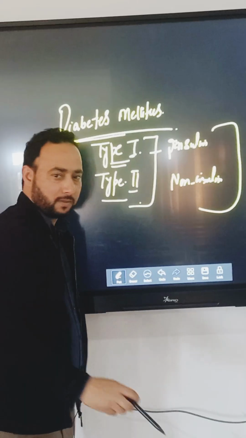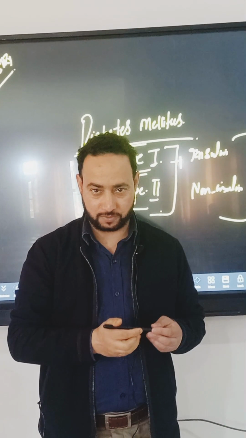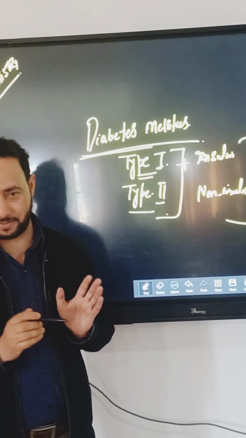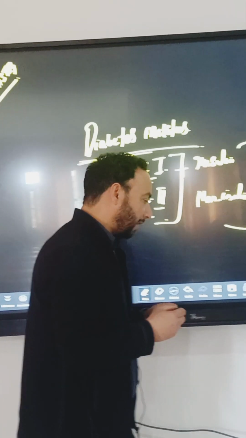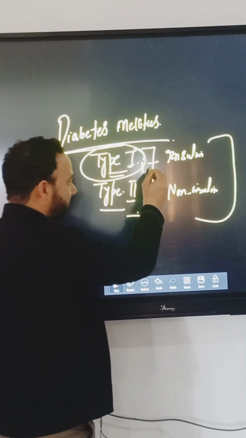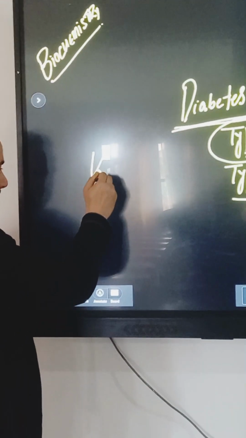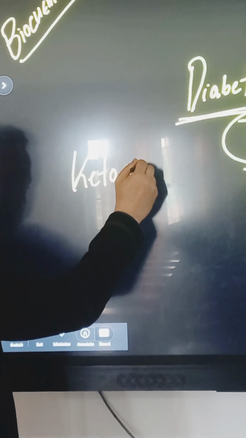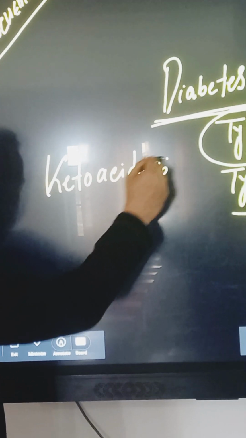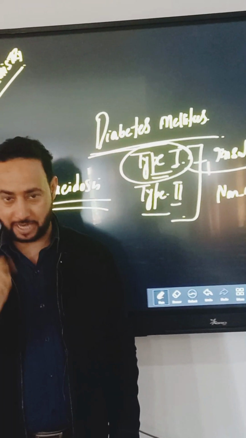In both cases, type 1 and type 2, there is increased blood glucose concentration, what we call hyperglycemia. But remember one thing, hyperglycemia is not always diabetes. Hyperglycemia can occur due to any condition. But the actual topic here is that in type 1 diabetes, there is a problem called ketoacidosis, or diabetic ketoacidosis. This is what I am going to explain here. How does ketoacidosis occur in type 1 diabetes mellitus?